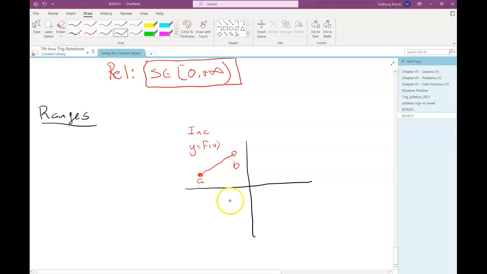And then let's say that we have another one that goes from point C to D. Let's call this one g of x. And this one, since as you go from left to right it is heading down, is decreasing, right?